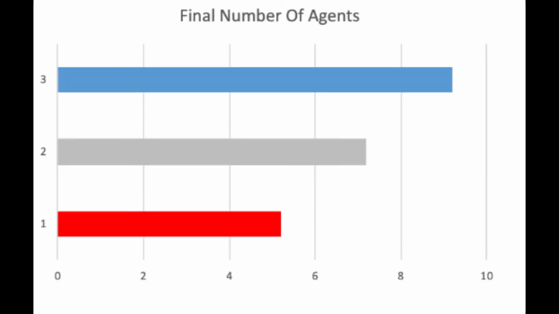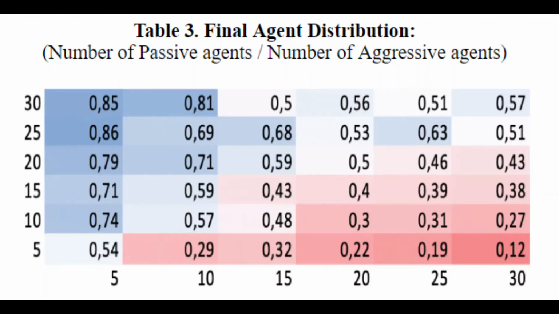Then we graded the final percentage of agents in a scale that goes from passive to all aggressive. Using this scale, we can see that the results obtained for our default simulation show that the populations are pretty much maintained, except for when the number of passive starts to match the number of aggressive, as we can see in the top right corner.